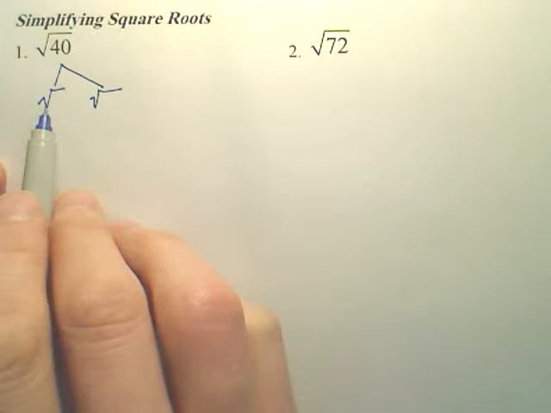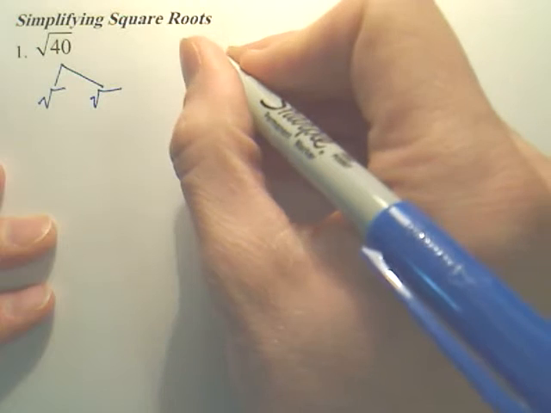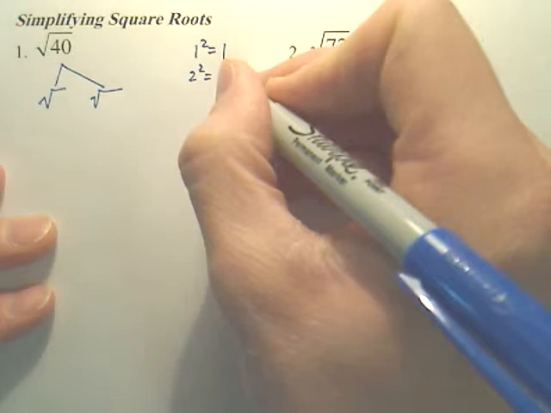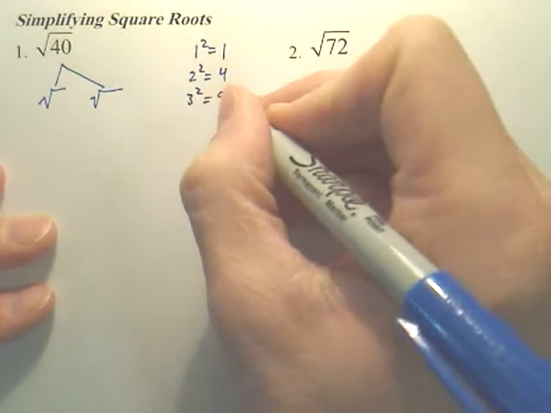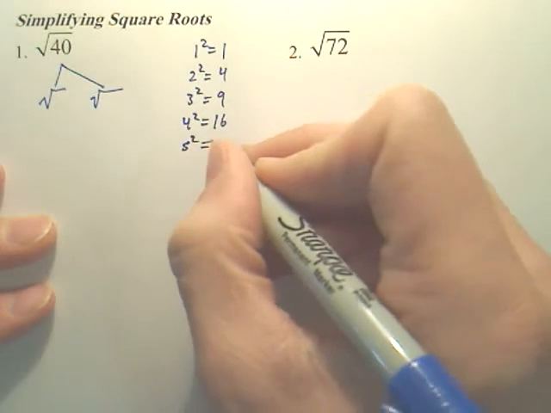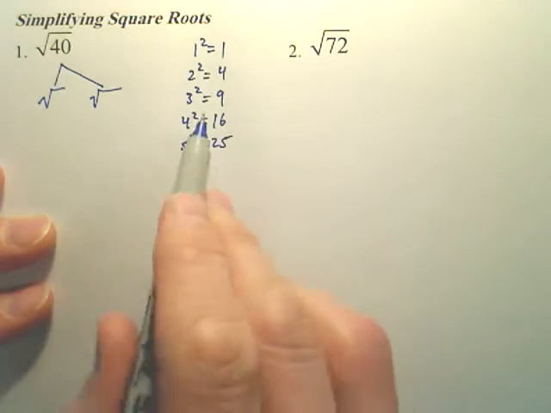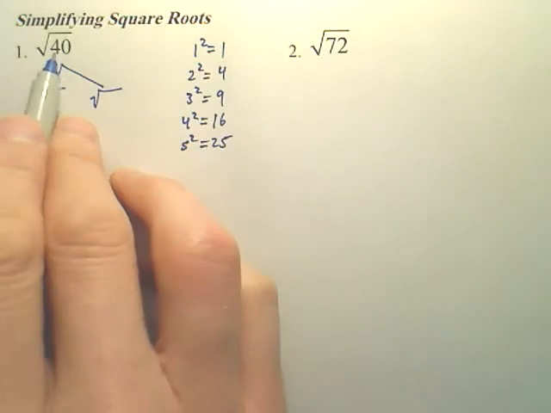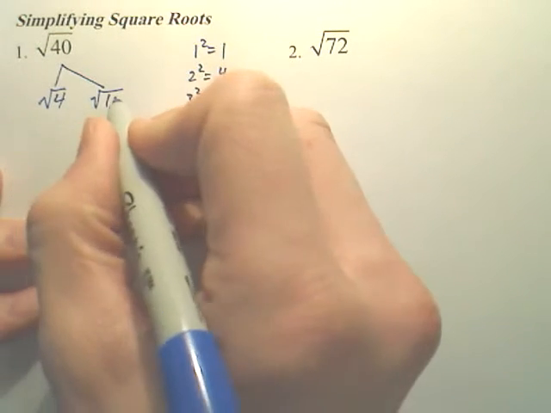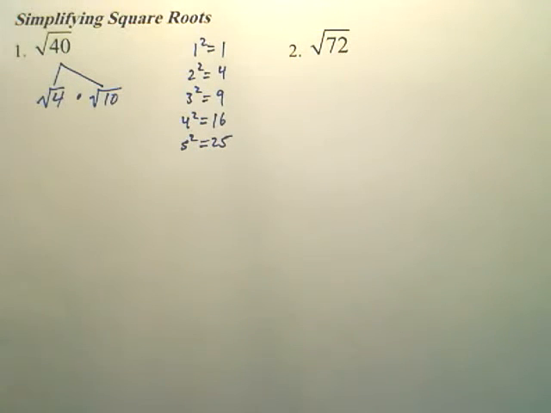So what we want to think about is, is there a square number that goes into 40? My square numbers, for instance, are 1 squared is 1, 2 squared is 4, 3 squared is 9, 4 squared is 16, 5 squared is 25, and so forth. So you keep going down. Anyways, do any of these numbers go into 40? Hopefully you realize 4 does. And what you realize here is, if I take the square root of 4 times the square root of 10, I'd have the square root of 40.